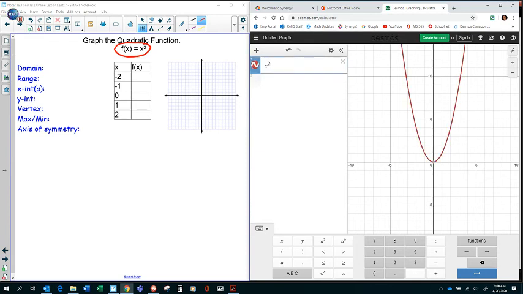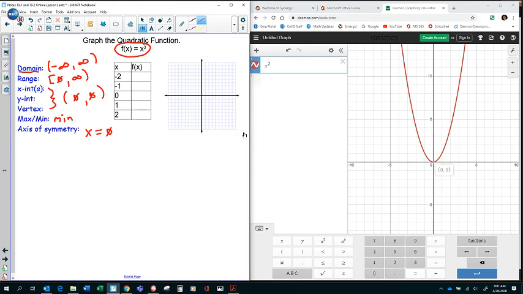At this point, we need to identify the domain, the range, the x-intercepts, y-intercepts, vertex, min-max, and the axis of symmetry. On this first one, the parent graph, the domain, again with every single parabola, is -infinity to +infinity. The range, however, has a limit. It stops here at 0. That's my low point, and my high is infinity. My x-intercept, y-intercept, and vertex are all the same: the x-intercept 0, 0, the y-intercept 0, 0, and the vertex is 0, 0.